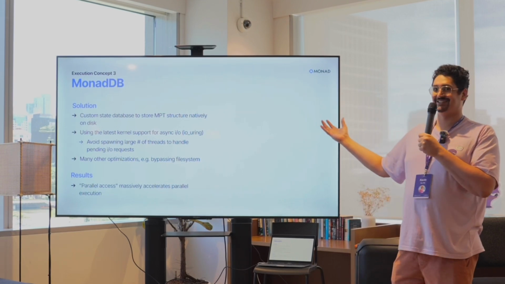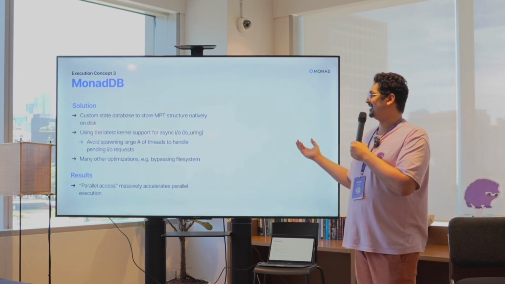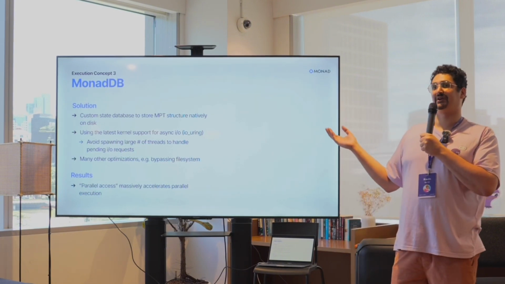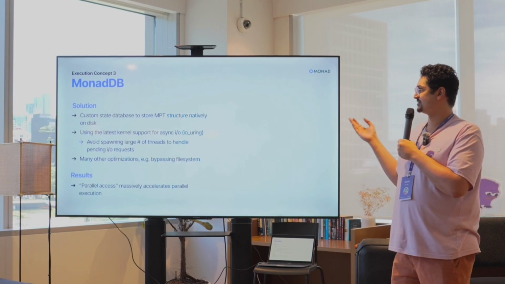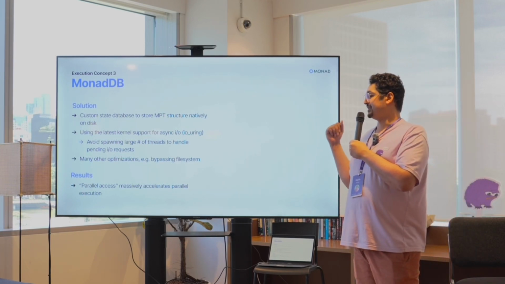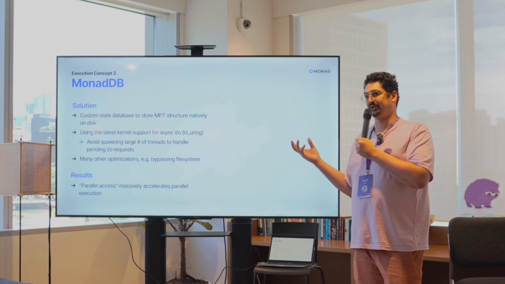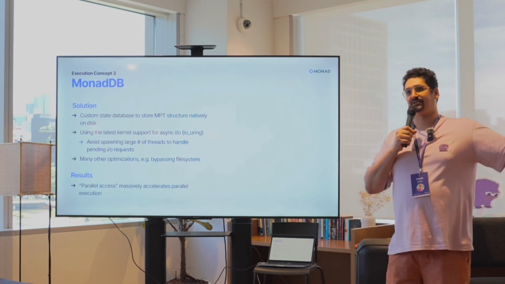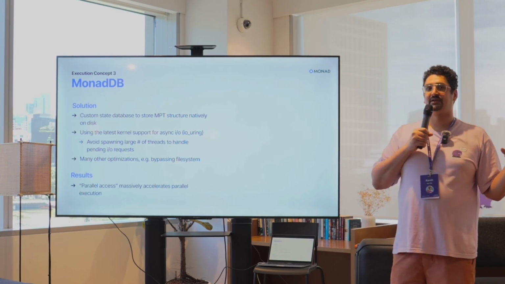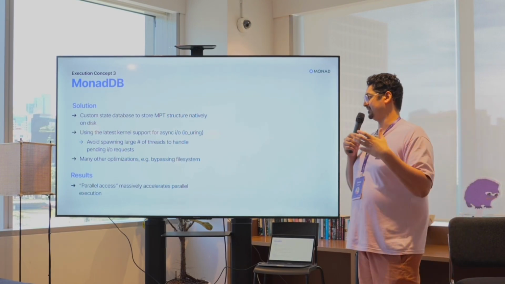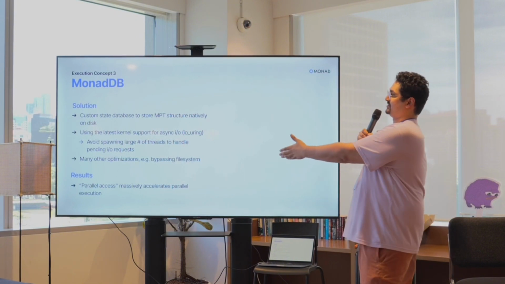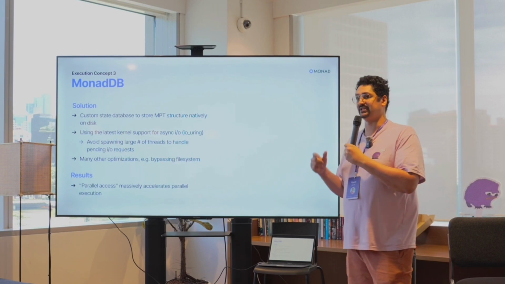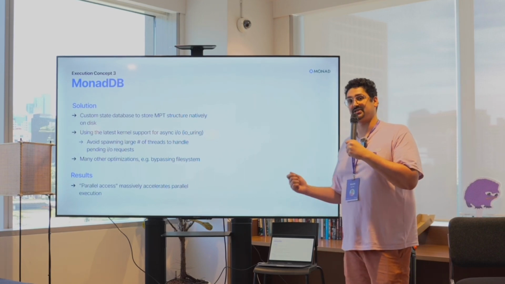I think I went through a lot of this in pretty verbose talk before. But essentially, all these things allow us to have a custom state database where the Merkle-Patricia tree is natively structured on disk. We use this kernel technology called io_uring that allows us to do asynchronous I/O. And this allows us to spawn a bunch of parallel threads or parallel lookups at the same time and have those fed back into the parallel execution engine. And this basically means we have parallel state access as well as parallel execution. And that really is the secret sauce that makes parallel execution actually work.